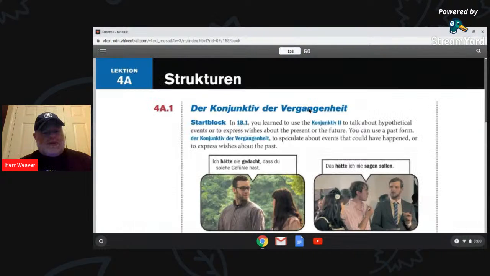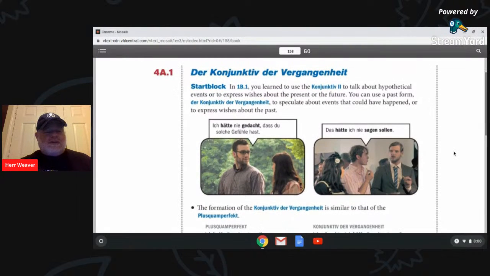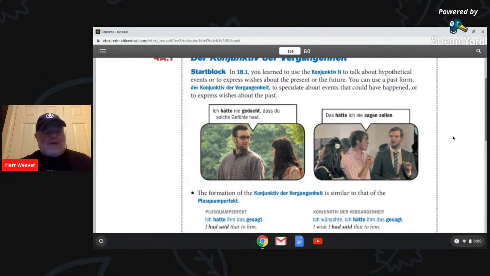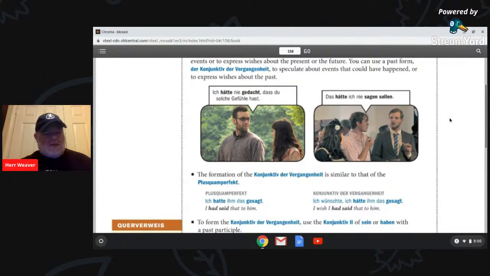So let's look at the grammar just to go over it real quick, not to get into it too much, but this one looks kind of intimidating, but it's not really. Der Konjunktiv der Vergangenheit. This is the past conjunctive. So we use this already in different ways. We used the conjunctive earlier this year.